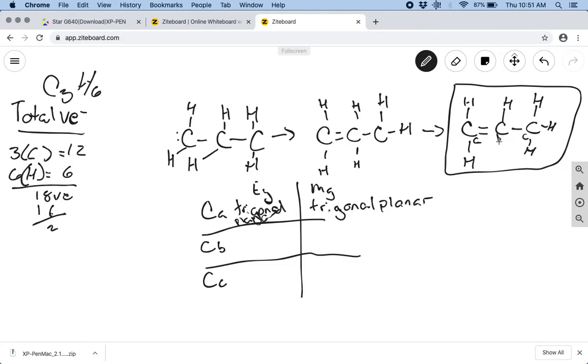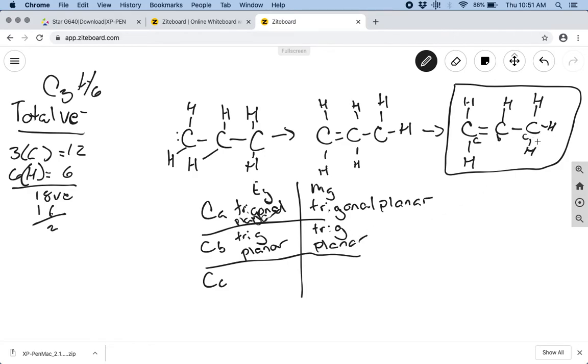Let's look at carbon B. Carbon B, again, has 1 electronic group here for the hydrogen. We have a double bond here, but all of this would count as a 2nd electronic group. And over here we have a 3rd electronic group. So again, we're trigonal planar in both the electronic and the molecular shapes.